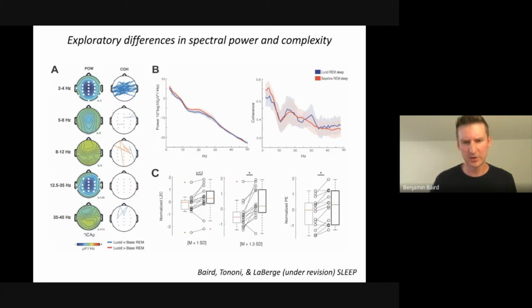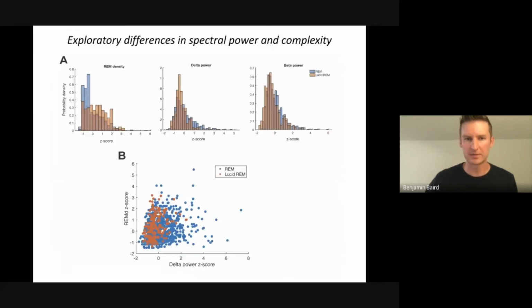C here is showing some differences in complexity, which is a measure also which tracks with activation and tracks with consciousness across a variety of domains. And so we had 14 recordings here. In all but one, we saw increases in complexity in the lucid dreaming compared to the baseline REM sleep. So I think this is really interesting and another promising measure that's come out of the exploratory analysis.